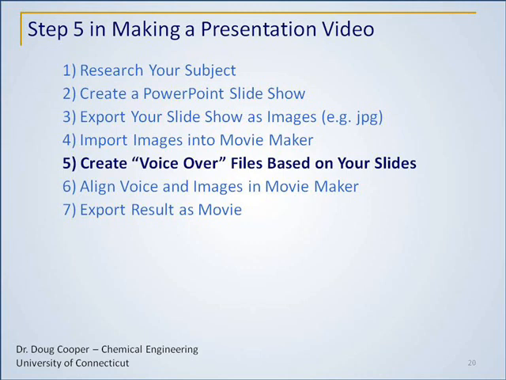In part 1, we showed you how to take a PowerPoint slideshow, export the images, import them into Movie Maker, and make a silent movie. Now in part 2 of this presentation, how to make a presentation video, we're going to talk about creating the voiceover for your silent movie, how to align the voices and the images in Movie Maker, and then how to move forward and export the results as a movie that we can watch on our own computer, our friend's computer, or upload to YouTube if we desire.